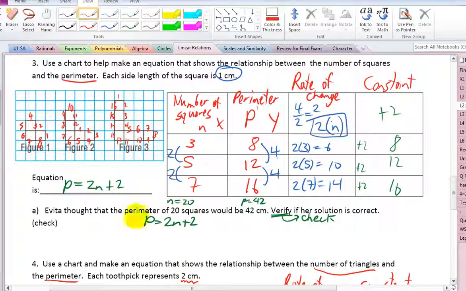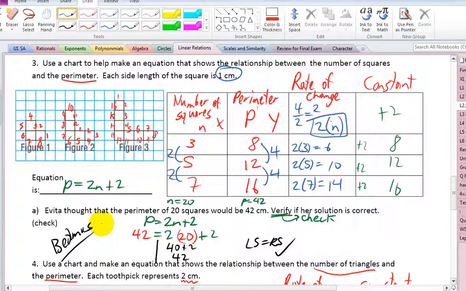So in red, I'd substitute in 42 and 20 for n. And the rest of the equation stays the same. So 42 equals 2 times 20 plus 2. Then you get 40 plus 2, 42. Left side equals right side. It's verified. After you substitute in, you're doing BEDMAS, and I need to see the BEDMAS.